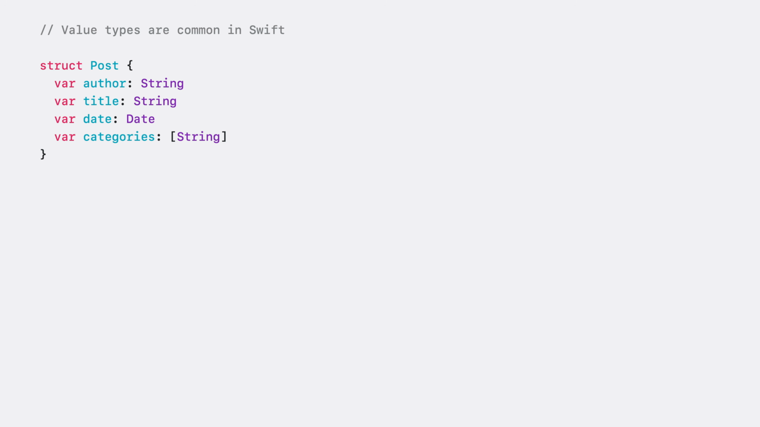Value types have been a big part of Swift from the beginning. All of the basic types, like strings, integers, and dates, are value types. Collections of value types, such as dictionaries and arrays, are also value types. And so are structs and enums that store value types in them, like this post struct.